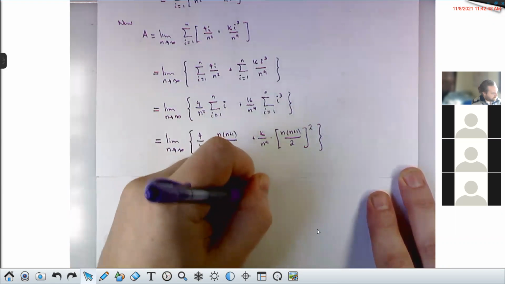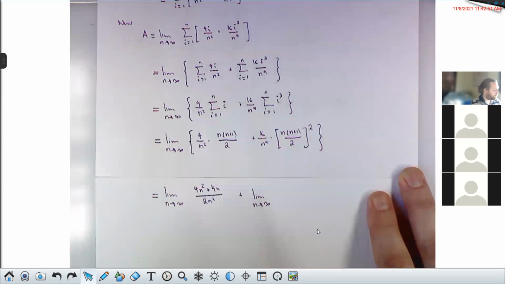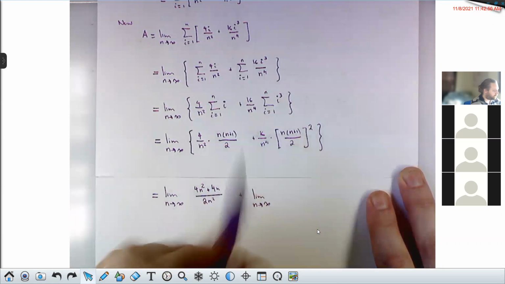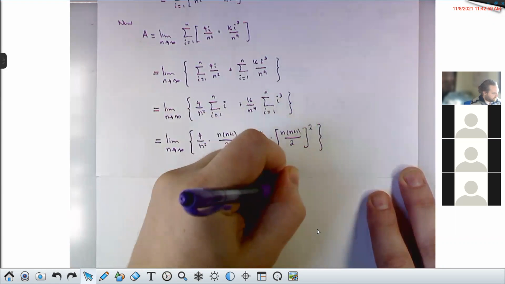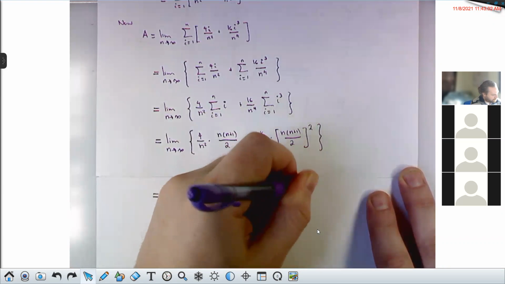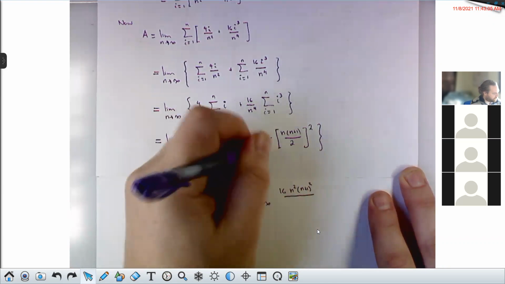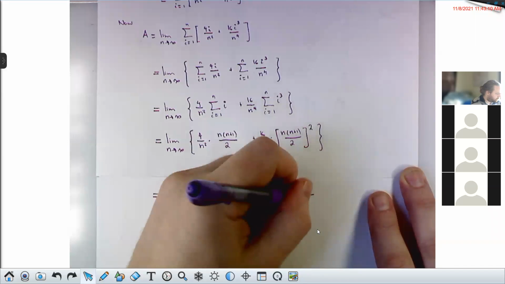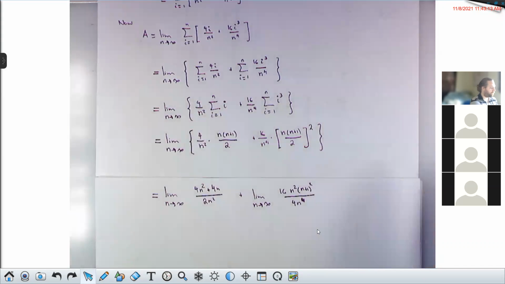Plus lim n to infinity. Here I might need to do a little bit more work. Let me see. So this is going to be n squared times n plus 1. I'll write the whole thing. This is 16 times n squared times n plus 1 squared, all over, I've got an n to the 4 and 4 squared. That's 4n to the 4. This piece is actually looking pretty good. I can take this limit now if I wanted to, but I'm going to hold off for a second because this piece I need to multiply out the top and do some algebra.